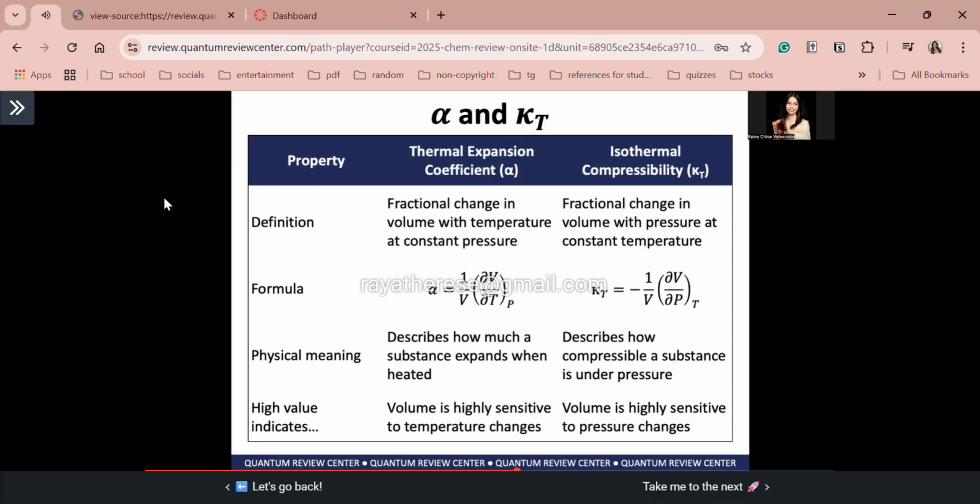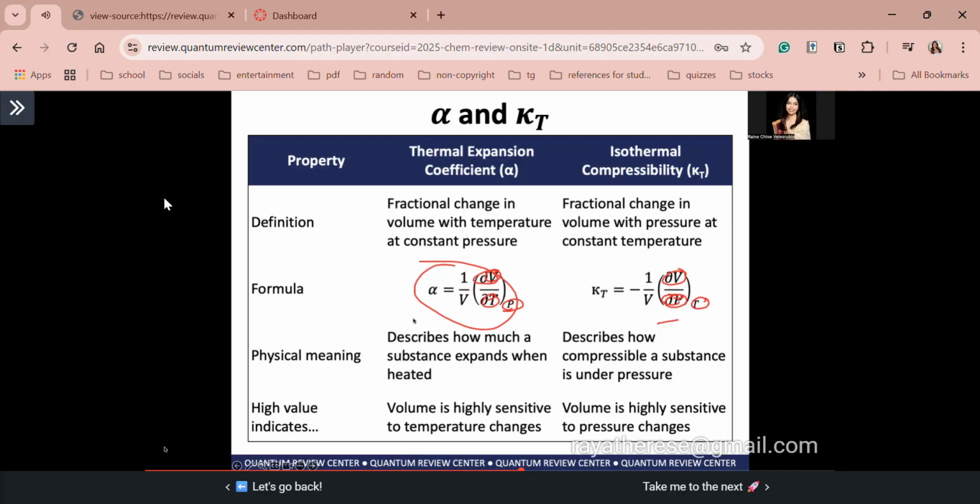These are alpha, which is your thermal expansion coefficient, and isothermal compressibility, kappa T. So thermal expansion coefficient is defined as the fractional change in volume with temperature at constant pressure. So ito yung formula niya, guys. Memorize this, please. Alpha is equal to 1 over V, dV/dT at constant P. Again, it is the fractional change in volume with temperature at constant pressure. Next, for isothermal compressibility naman, it is the fractional change in volume with pressure at constant temperature, dV/dP at constant T. So the formula is kappa T is equal to negative 1 over V, dV/dP at constant T.